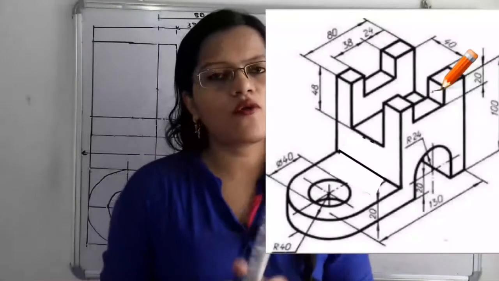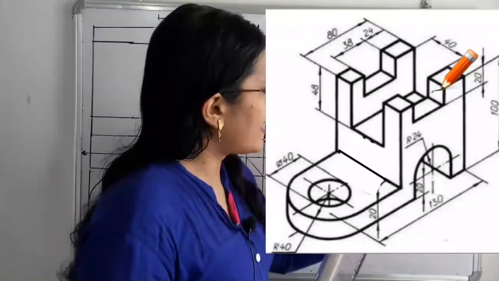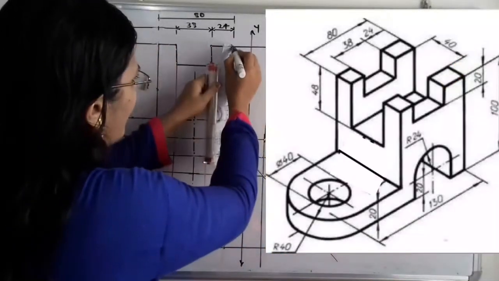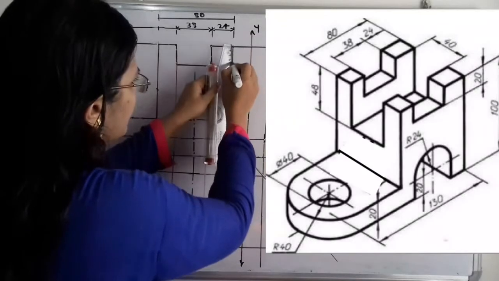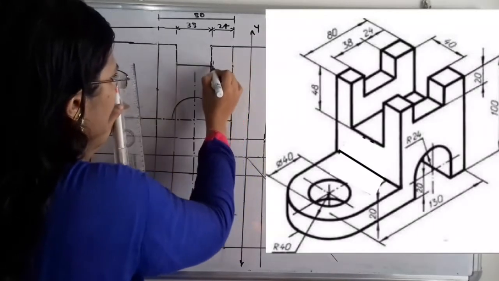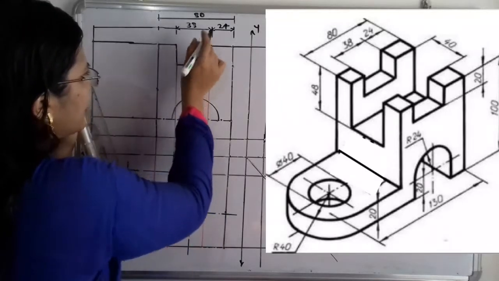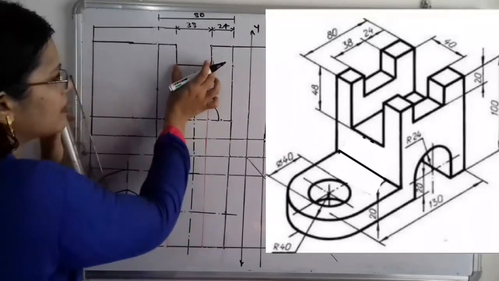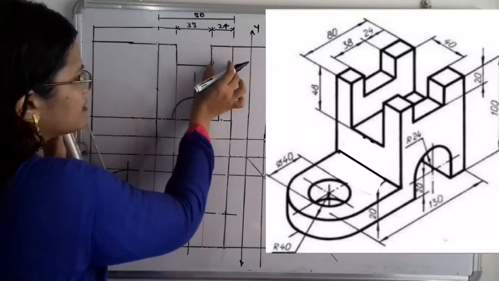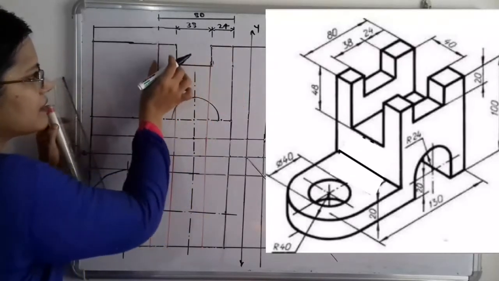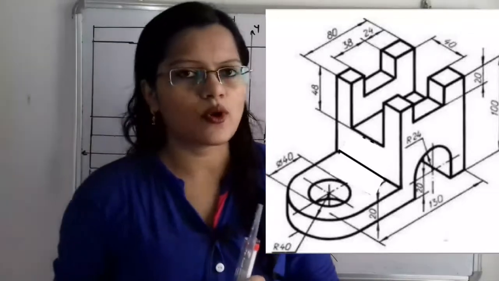For this block, what is the height of the block? The height of the block is 20 millimeter. So we select one point of 20 millimeter on this height and complete the structure of the block. Here is the gap of 38 millimeter. We keep one gap here, and here is the construction of the block. In the same way, in the remaining distance, here is also the construction of a block.